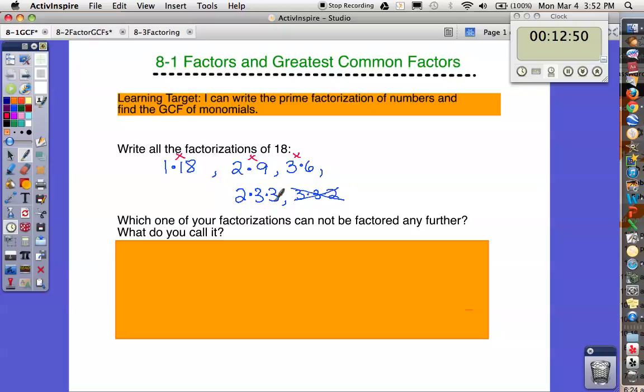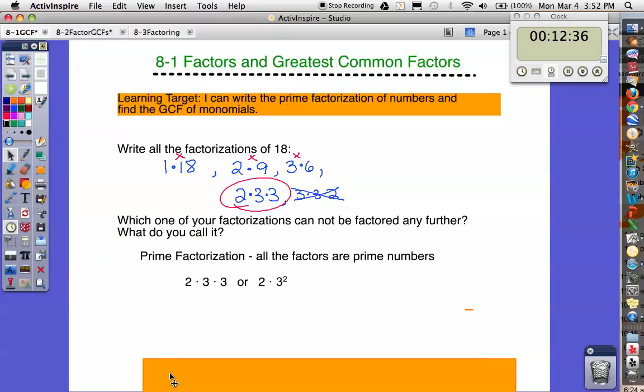What about 2 times 3 times 3? Can you factor 2 down? Can you factor 3 down farther? Can you break it up into more whole numbers? No. So this is your one that cannot be factored farther, and it has a name. What do we call it? We call this your prime factorization. So write this down, guys. All factors are prime numbers, and I want you to put a special note on there.